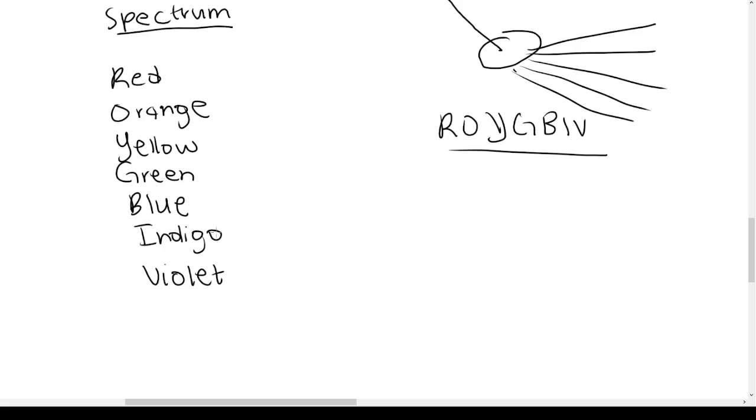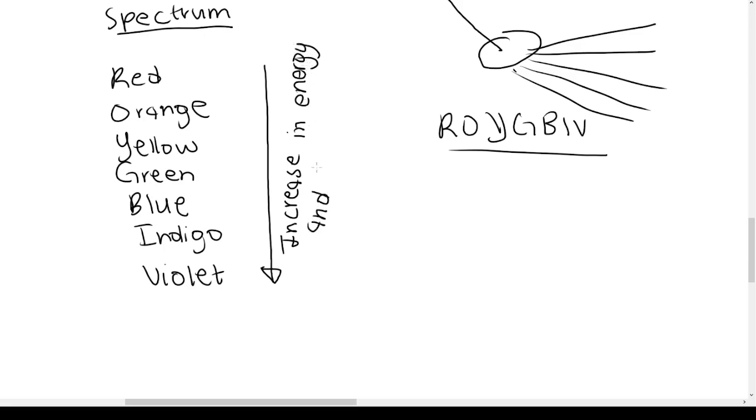And you learned in grade 10 that as you go down, you are increasing in energy. So as you go down, there's an increase in energy and frequency. You understand that E is equal to h times f, so if frequency goes up, energy goes up. That's why these two increase.